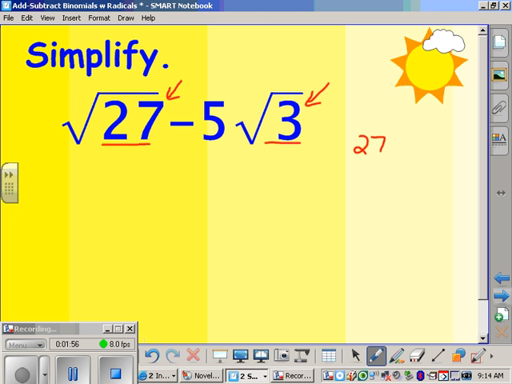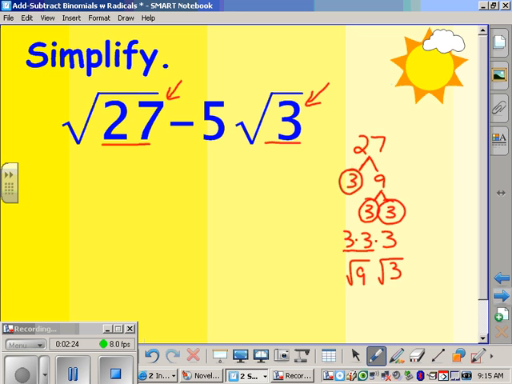So let's start with the 27. Using a factor tree, we would break it down into 3 times 9, circling our prime numbers, and then the 9 can be further broken down into 3 times 3. So we have 3 times 3 times 3 as our prime factors of 27. We will then underline any pairs of numbers and multiply them together. And we'll put a radical sign around that, and then anything not part of a pair also will get its own radical. So in other words, radical 27 breaks down into radical 9, radical 3.